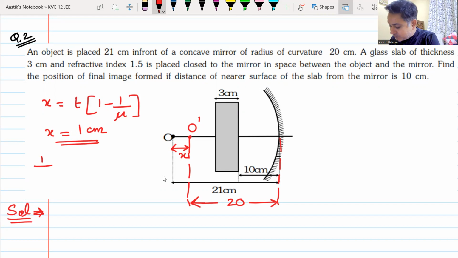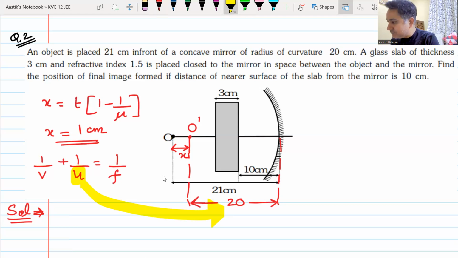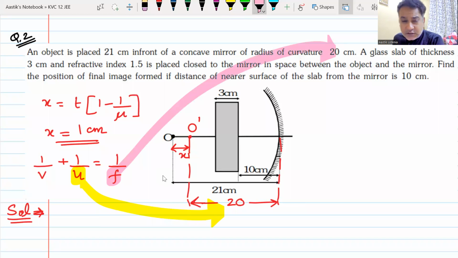Now I can put the mirror formula, 1 by v plus 1 by u is equal to 1 by f, and I know the values of everything. I know the value of u is not 20 but minus 20. Yes or no? I know the value of f because I know the radius of curvature. My radius of curvature is minus 20, concave mirror. So the focal length is minus 10. I put the values. I get the value of v. What is the value of v I'm getting, my dear friends? It will be minus 20. Yes or no? Minus 20 centimeter.